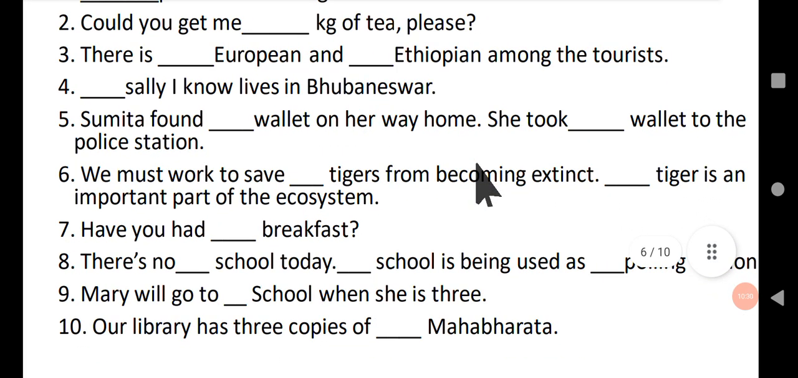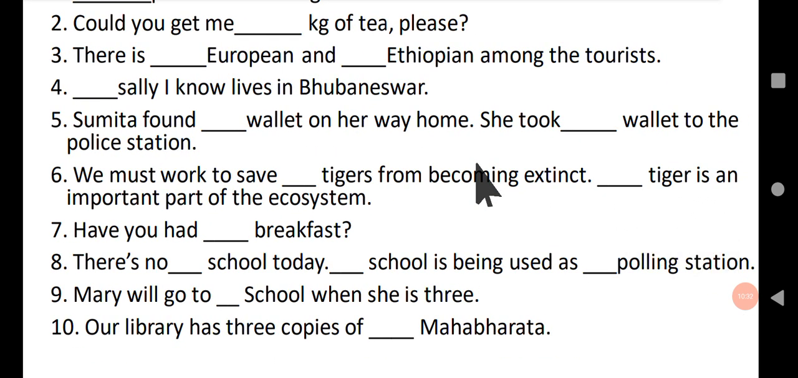Next, Sumita found dash wallet on her way back home. She took dash wallet to the police station. Sumita found a wallet, some unknown wallet, and she took this particular wallet. So when the same noun is repeated in the second sentence, here you have to use the. The refers to the wallet that was found.